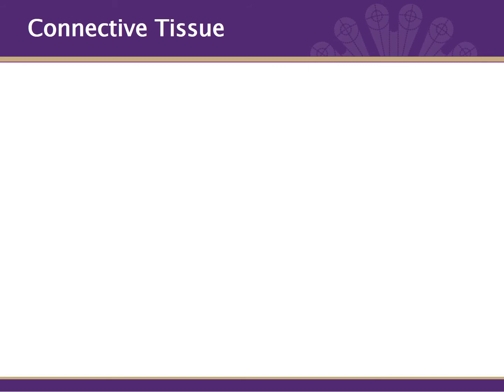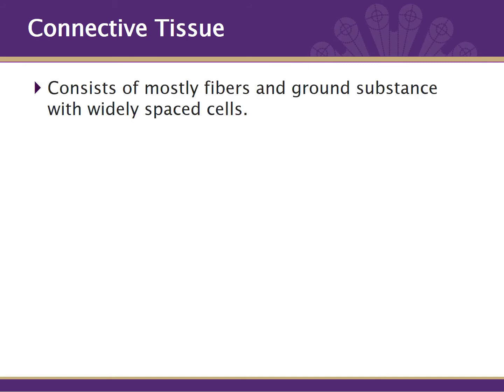Next is connective tissue. Connective tissue consists mostly of fibers and ground substance with widely spaced cells. This greatly contrasts to epithelial tissue that has little fibers and ground substance, and the cells are tightly packed together. It also differs from epithelial tissue in that it is vascular, has a blood supply. It also has a nerve supply.